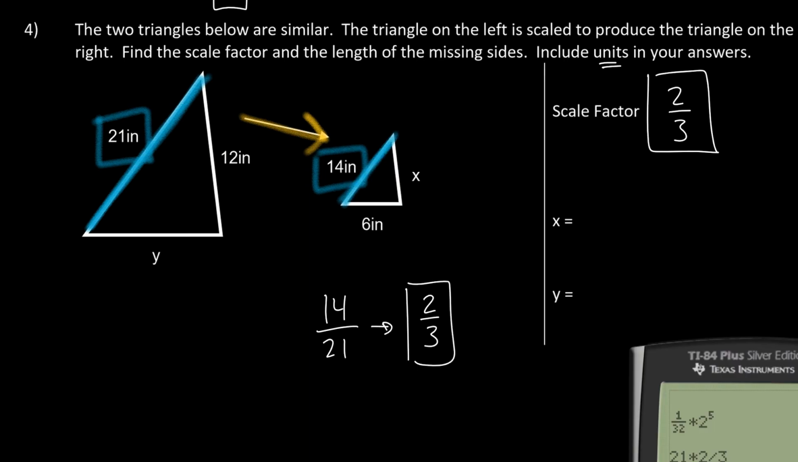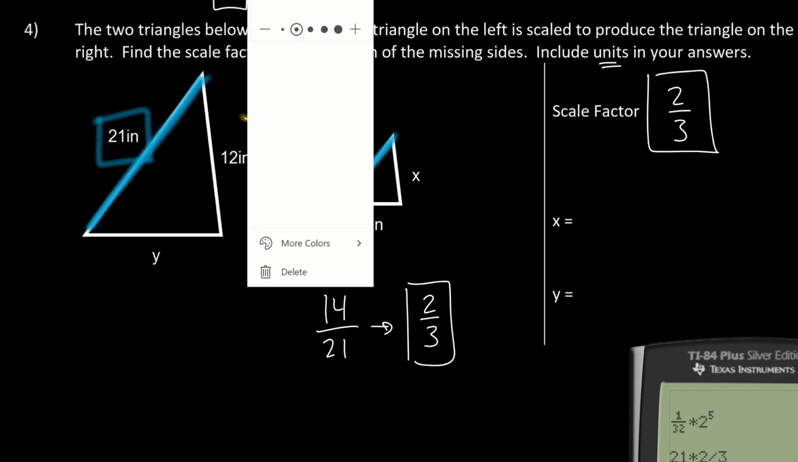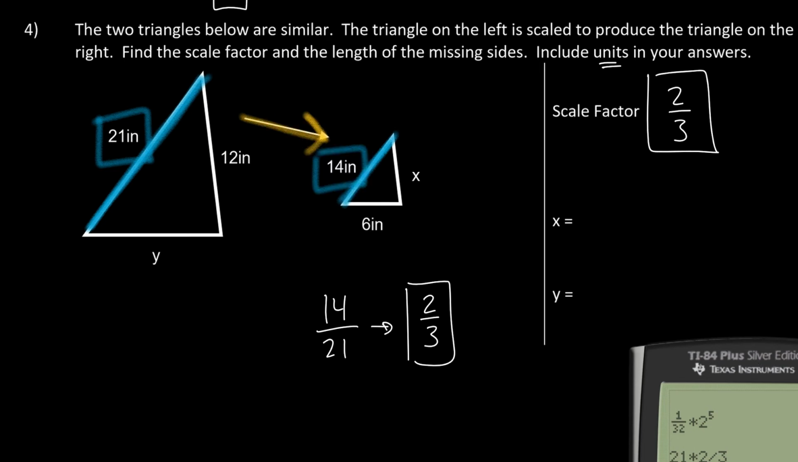So multiplying by the scale factor lets me move from the larger triangle to the smaller one. Now the next thing is to figure out what x is. Well, this is not going to be difficult because I can see that x is lining up with this side that's 12, right? So I'm going to take the 12, multiply it by my scale factor, and then I should get what x is.